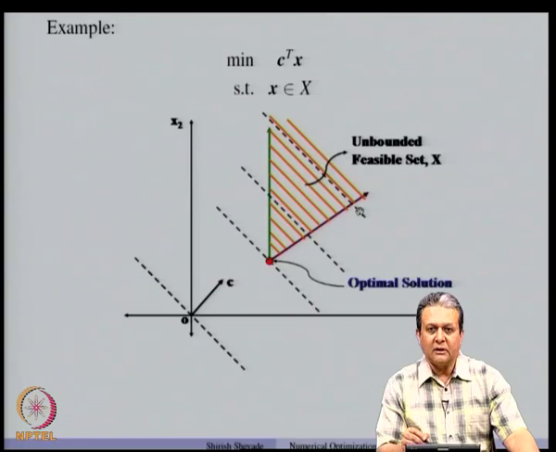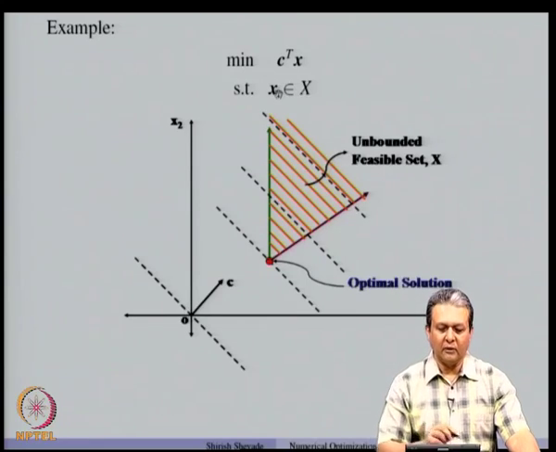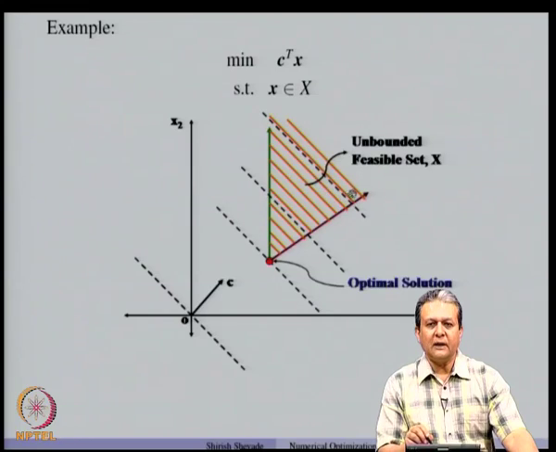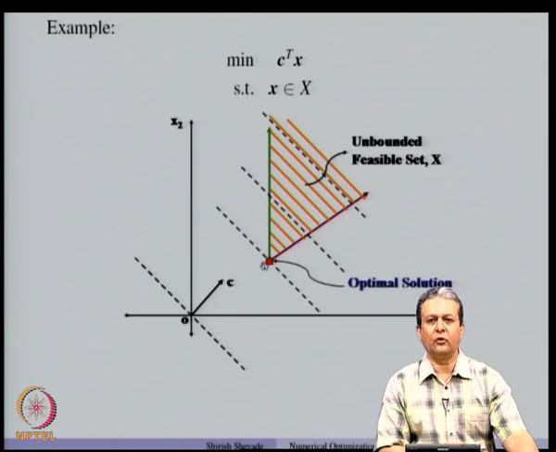suppose we start from this hyperplane and then start decreasing the value of the objective function, finally, we will reach a point where we cannot decrease the objective function value further without violating the constraint. So, this turns out to be the optimal solution of the given problem. So, the example illustrates that even if the constraint set is unbounded, in this case, there does exist the optimal solution.